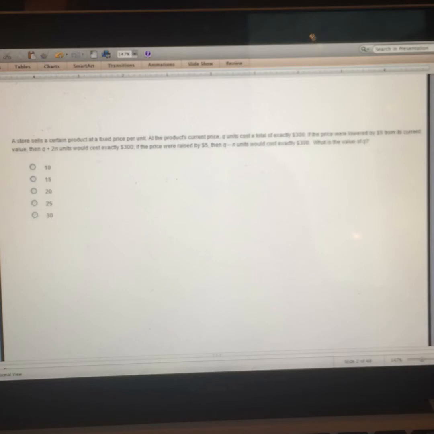Apologies for the small print, so let me read it to you so that it's clear as to what's going on here. The problem goes like this. A store sells a certain product at a fixed price per unit. At the product's current price, Q units cost a total of exactly $300. If the price were lowered by $5 from its current value, then Q plus 2N units would cost exactly $300. If the price were raised by $5, then Q minus N units would cost exactly $300. What is the value of Q?